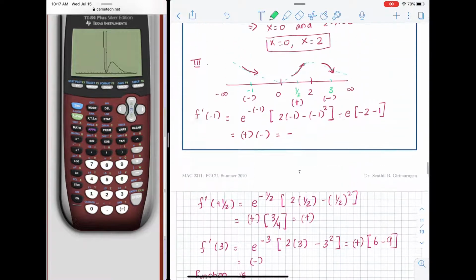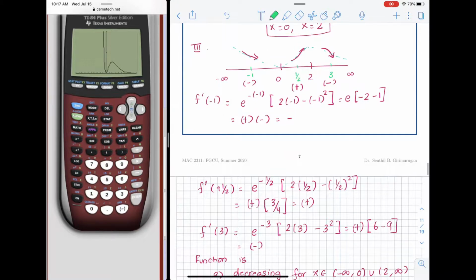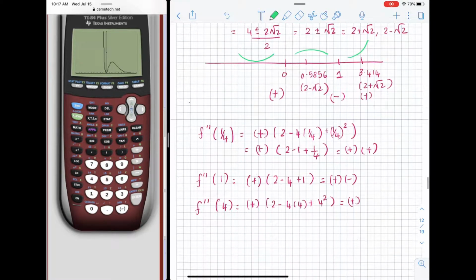I did forget to include... Oh, I didn't. Okay. So what is our conclusion of the second derivative test?